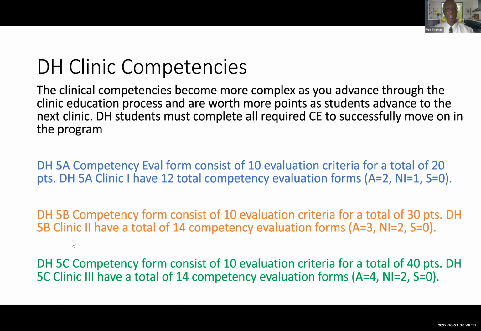To show progression. So in DH5B, which is the second clinic, same 10 evaluation criteria worth 30 points. The A is worth 3, NI is worth 2, and the S is worth 0. And they have 14 of those competency evaluations. And then in DH5C, same 10 items worth 40 points total, but the A is worth 4 points, NI is 2, and then the S is 0, of course.